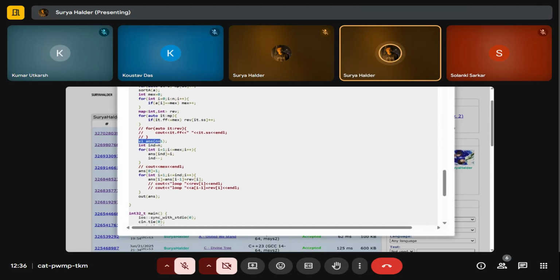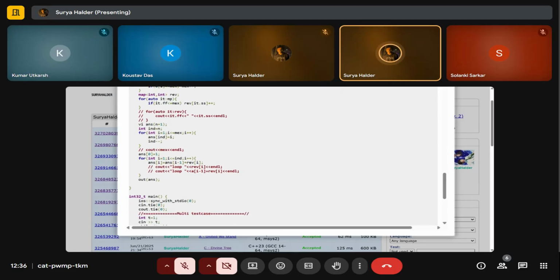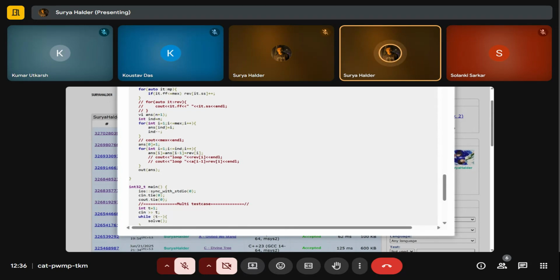After that, I have built answer of size n plus 1. I have kept index at the end. From 1 up to the max, I will be going on filling it like 1, 2, 3 up to max. That is why I have done answer of index equals i, index minus minus. So I have filled it up to max. After that, my first answer of 0 will always be 1, because when I am not removing any element, the max will be the max of the entire array and only one value is possible for it.